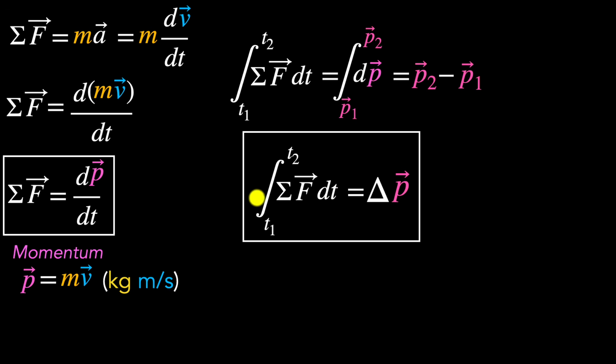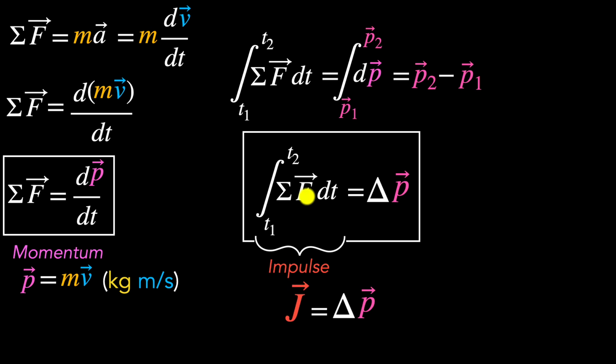So we give this integral a name. We call it the impulse. And the symbol that we use is J, capital J. Notice that capital J is also a vector quantity. It has the same direction as the net force. And what we find is that the impulse equals the change in momentum. This equation is called the impulse momentum theorem.